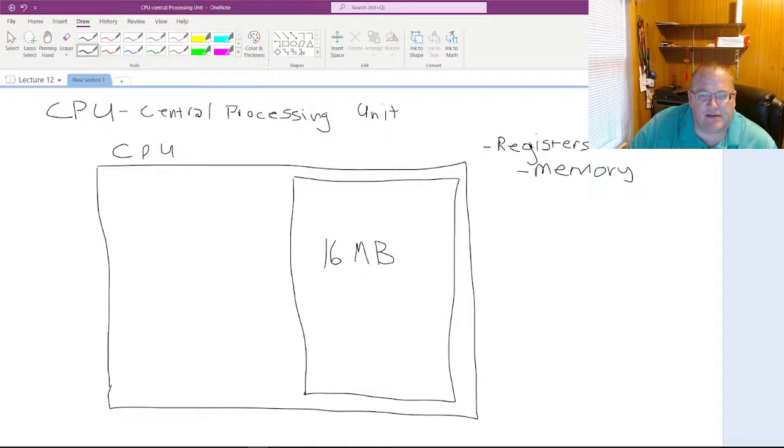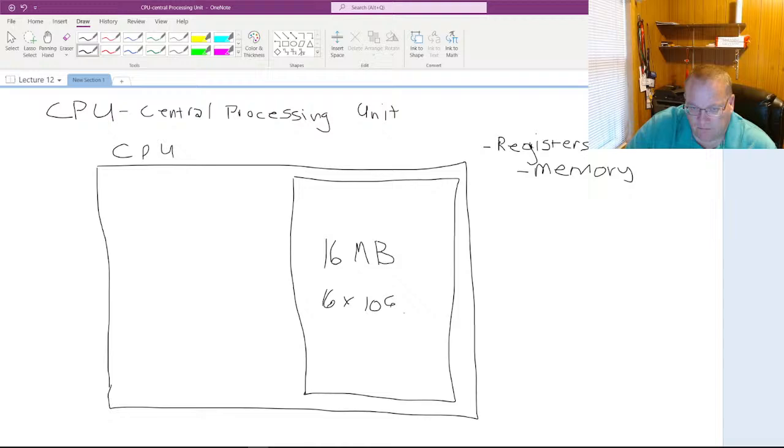Is that 16 times 2 to the 6th? Or is it 16 times, not 2 to the 6th, 10 to the 6th, or 2 to the 20th? It turns out that really doesn't make that much difference. So we're just going to say it's 16 times 10 to the 6th. So 16 followed by 6 zeros. That's how many bytes there are, or 16 million.